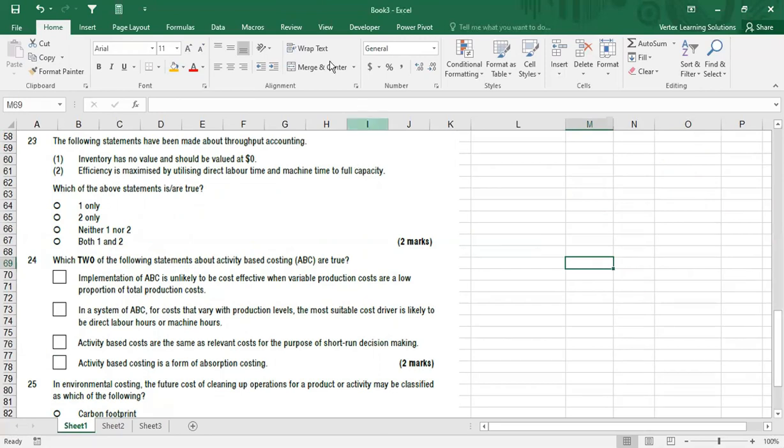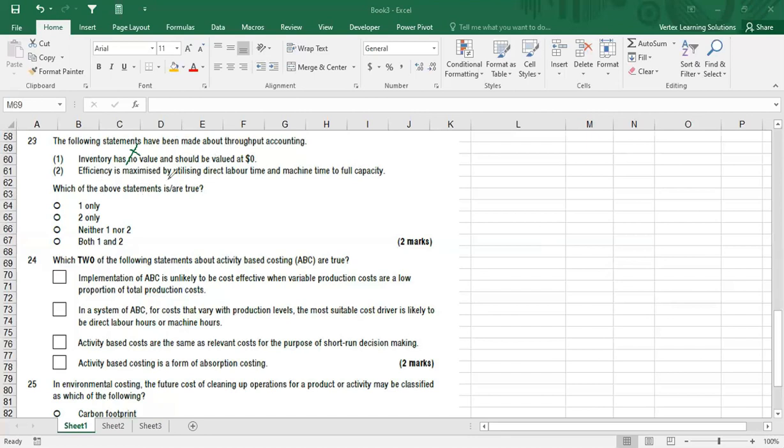I don't think any one is true. It says inventory has no value. No, this is not written anywhere in throughput accounting that inventory has no value. That's not the scope of throughput accounting. So that statement is wrong.